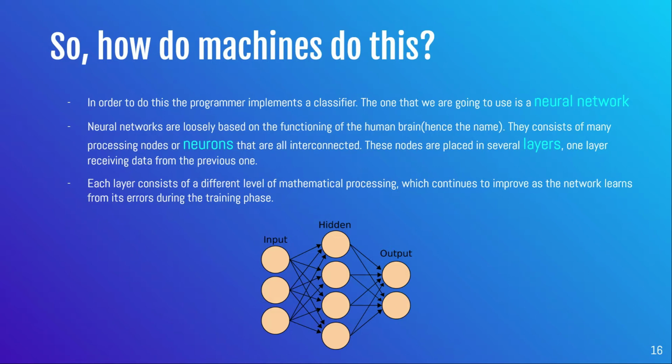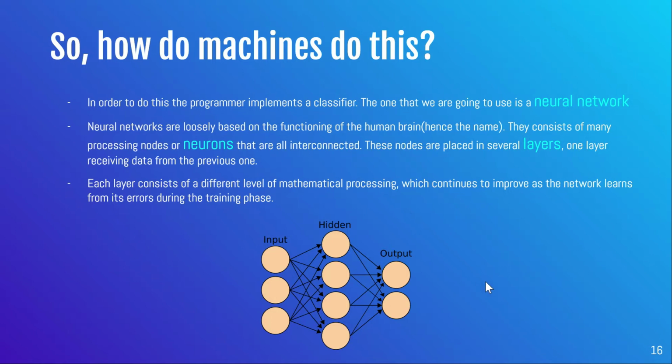So a neural network is loosely based on the functioning of a human brain, and it consists of many different neurons or nodes that are all interconnected, and these nodes are placed in several layers. As you can see here, we have the input layer, you can have one or more hidden layers, and the output layer at the very end.